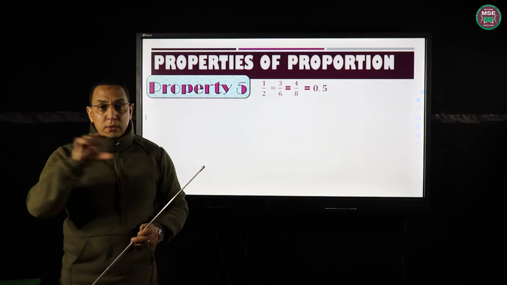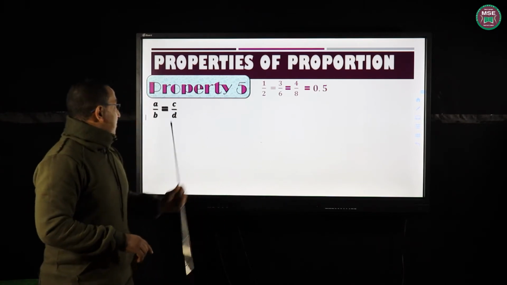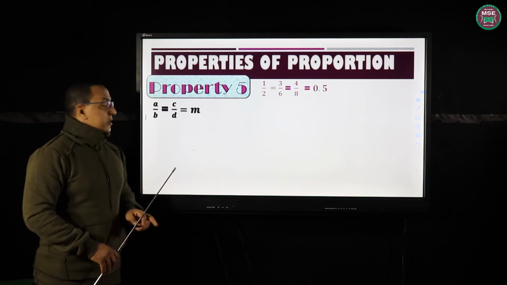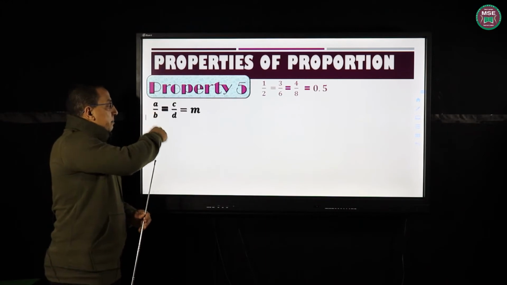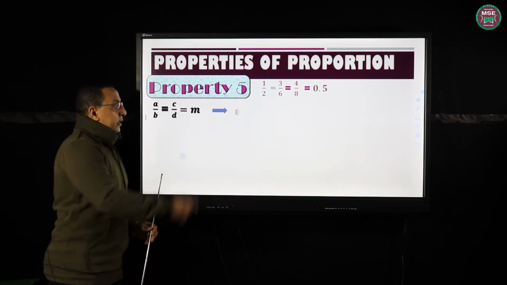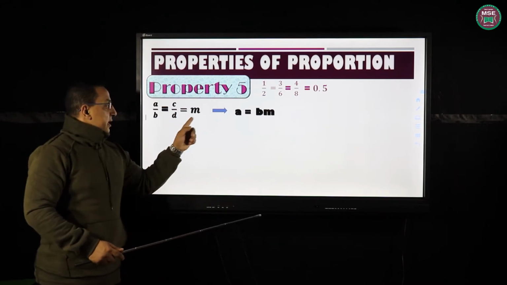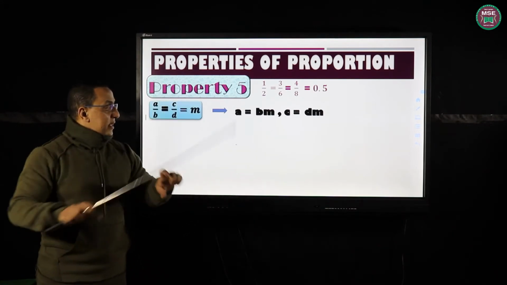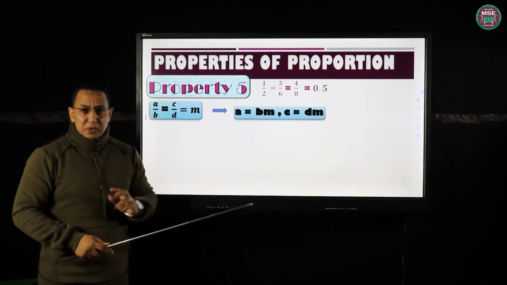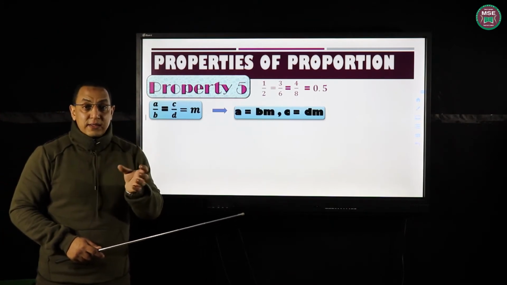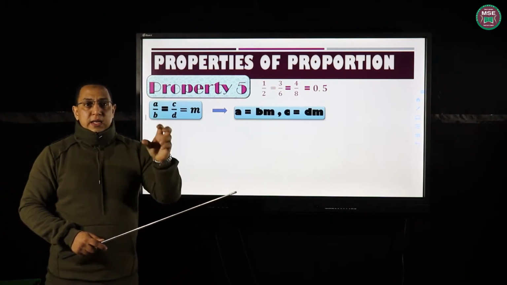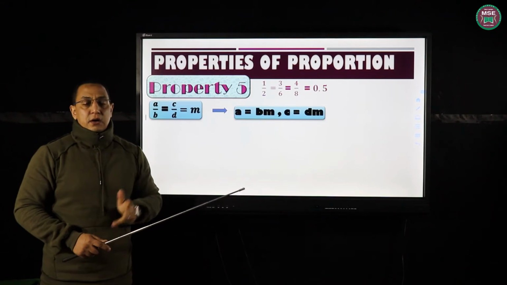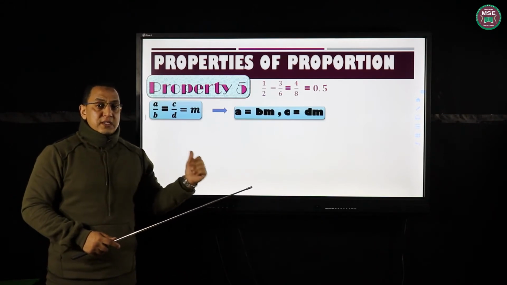So I can form the property like this. If I have a over b equal c over d, and all of them equal a constant m, so a equals b multiplied by m, equal bm, and c equals d multiplied by m, c equals dm, and this is property number 5. We use this property when he gives me two expressions to prove that they are equal, given that a, b, c, and d are proportional.